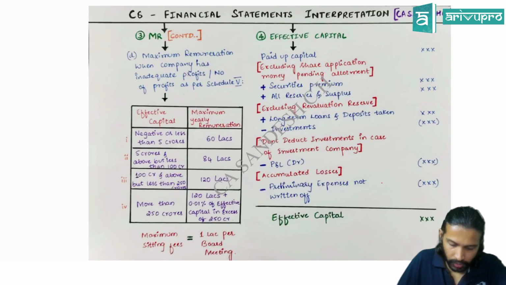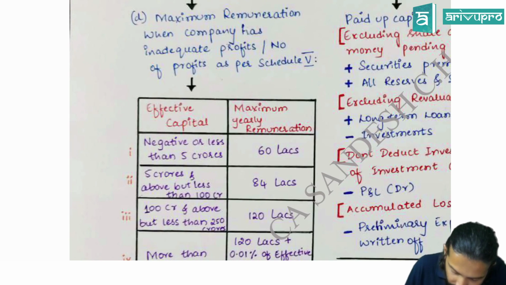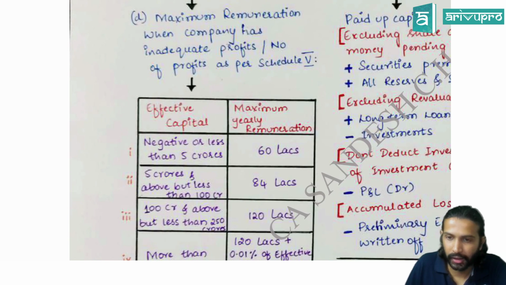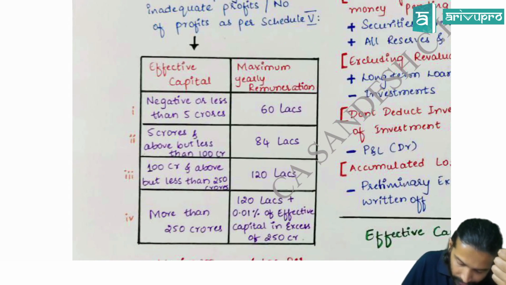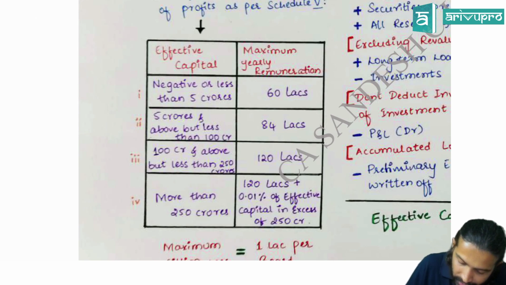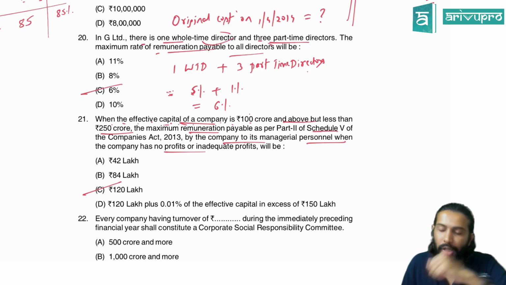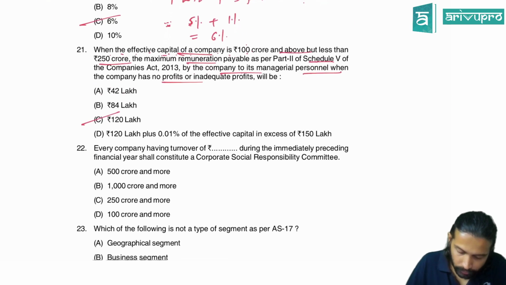Yeah, here for Schedule 5. If the effective capital is negative or up to 5 crore, then the maximum remuneration payable is 60 lakh. But in the question they said effective capital is more than 100 crore but less than 250 crore. In that case, the maximum remuneration you can pay is 120 lakhs. So the answer for this particular question should be 120 lakh, which is there in option C for Chennai. That's the answer for that.